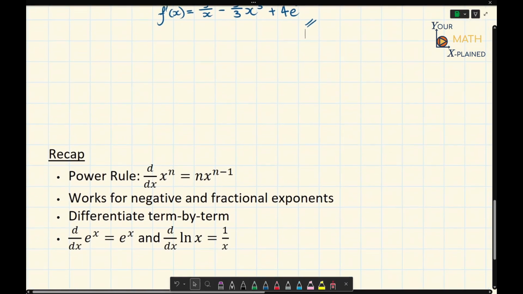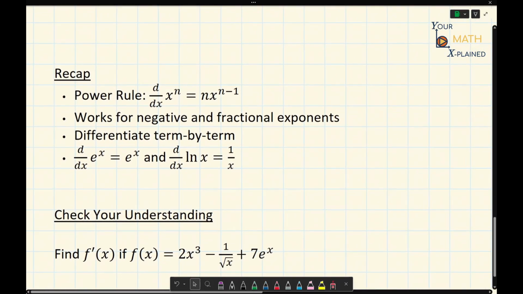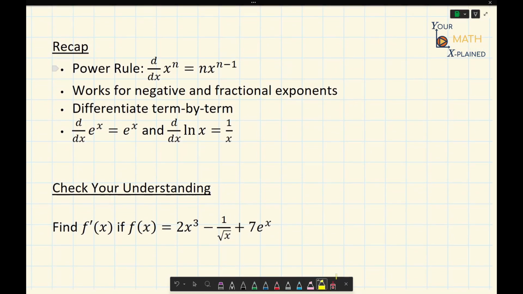And now let's do a quick recap of what we covered in this video. We went over the power rule, which said that the derivative of x to the power of n is n times x to the power of n minus 1. And we saw that this works for negative as well as fractional exponents. So make sure you're familiar with all your exponent laws because they're going to come in handy here.